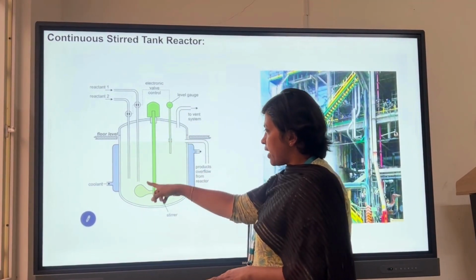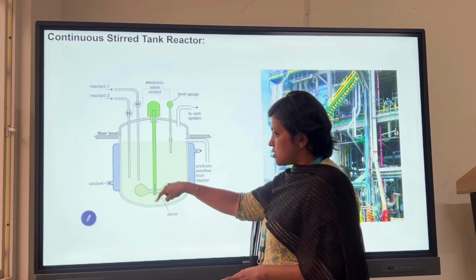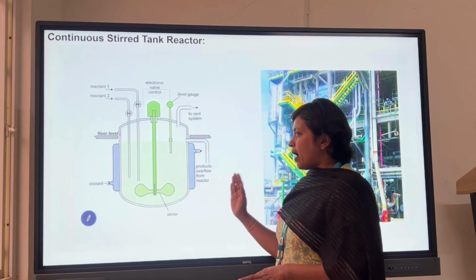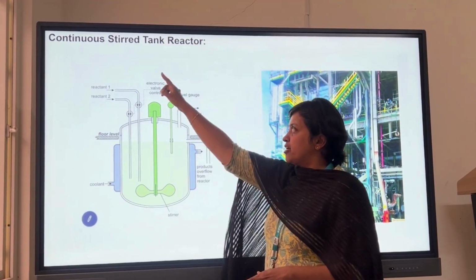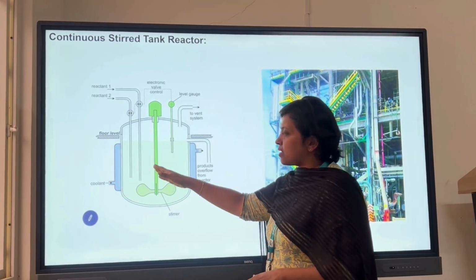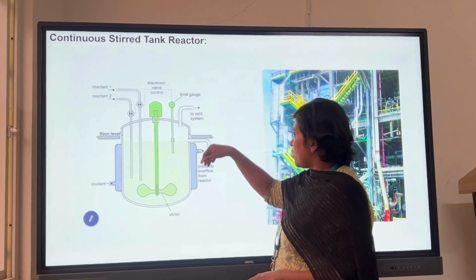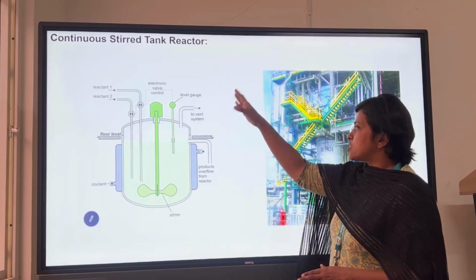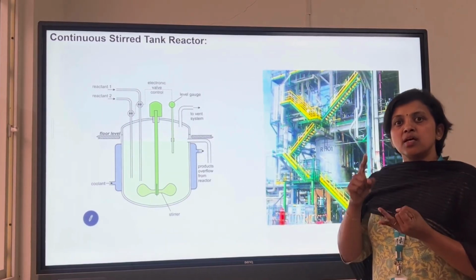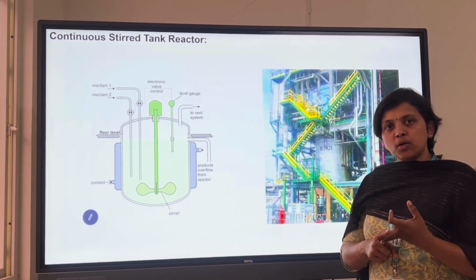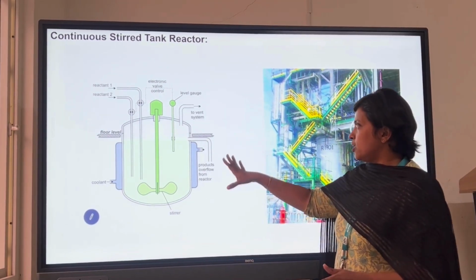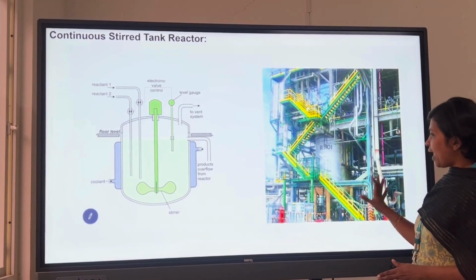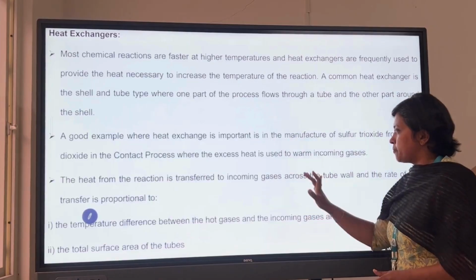Once the reactant enters, the reaction will start, and after a particular time it is converted to a product, and this reaction never stops in the continuous process. Again, parallelly the reactant will be flowing inside and the product will be discharged outside. So this is the continuous stirred tank reactor. Stirring, reactant intake and product outlet, everything will be continuous inside the reactor. This is an example, and this is the plant view of the continuous stirred tank reactor.